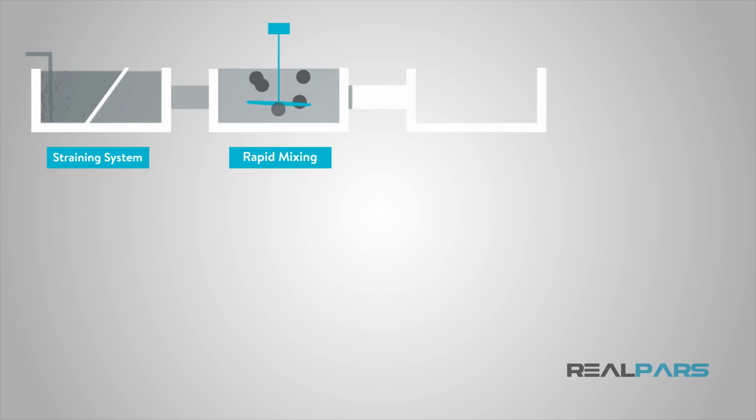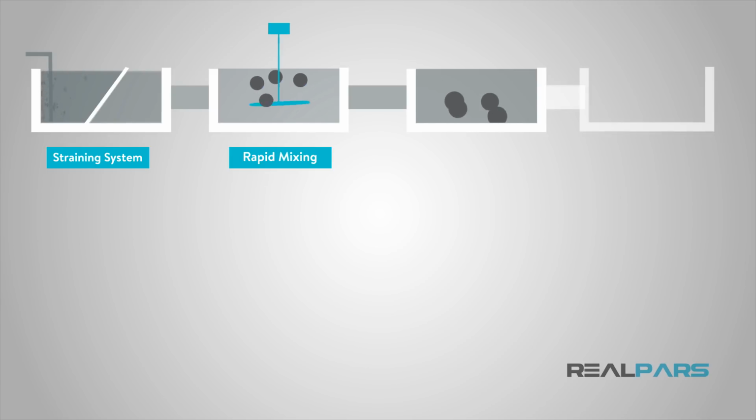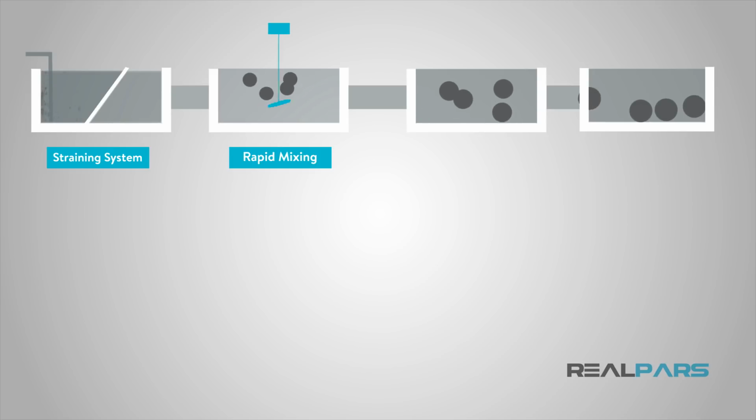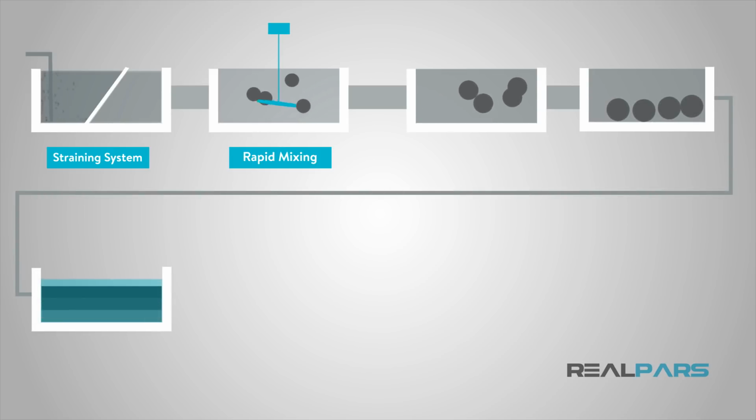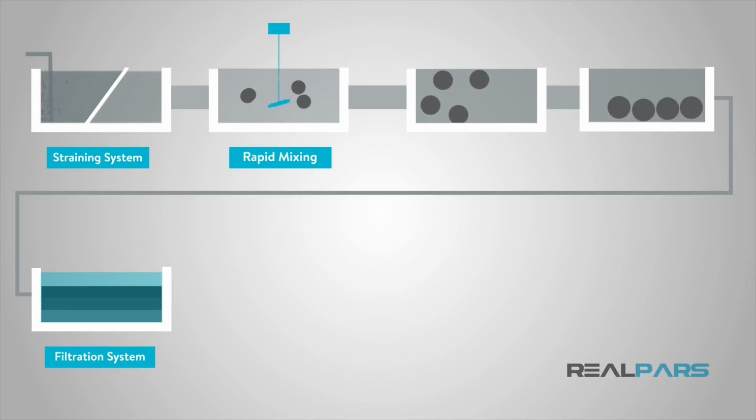The flock may then be pumped to a basin where everything is slowed a little, and the flock is allowed to grow even larger. After the flock has had time to develop, it may then be pumped to another basin where it is allowed to settle. This process would allow the large flock to settle to the bottom of the basin and be removed, while the top of the water would flow out of the basins to some sort of filtration system.